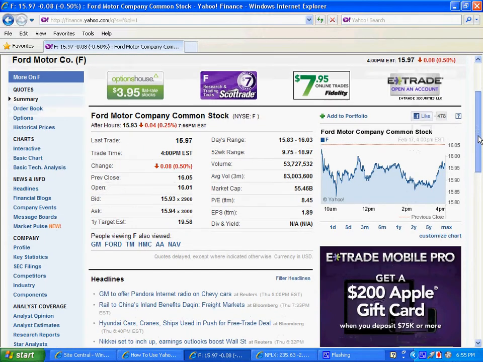Market cap is just the total number of shares out there on the street times the current share price. PE we're going to get to a little bit later. All right. If you click over here, you can see you can get different charts. They always give you initially that day's stock chart.